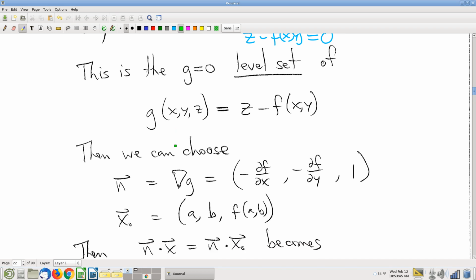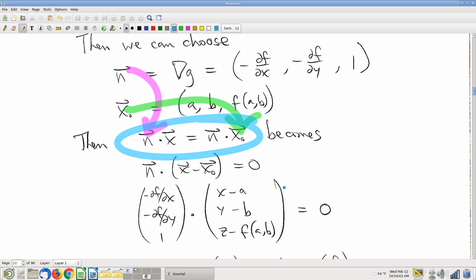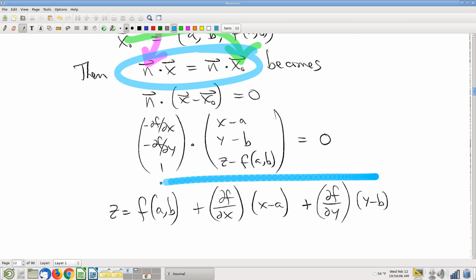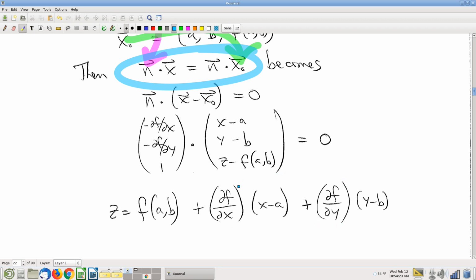Here's your x naught, and plug it on in. And it's all over but the shouting. I'm going to let you all read through the algebra. This is a healthy exercise to plug in that algebra and work it on out. But you plug in this normal vector and this x naught and the equation of the plane becomes this very familiar final answer that we already knew was the answer anyway. We better get the same answer. Two different solutions to the same problem had better get the same answer. And so good news, we get the same answer for the equation of the tangent plane, the familiar result of it being the graph of the linear approximation.